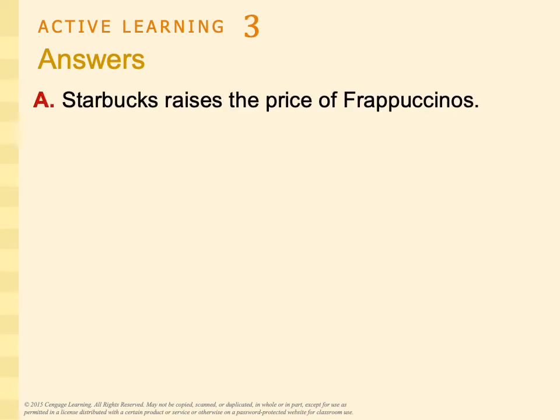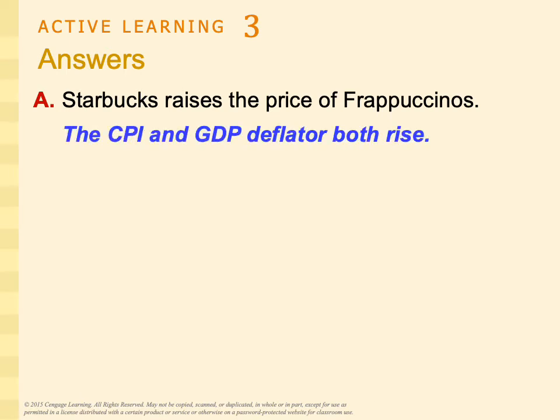All right, so looking first at Starbucks raising the price of Frappuccinos. Since we're assuming that the Starbucks are made domestically here, that affects the GDP deflator, obviously, because it's made in the country's borders. And this is something that a consumer would purchase, so it would be included in CPI. So both the CPI and the GDP deflator would rise.